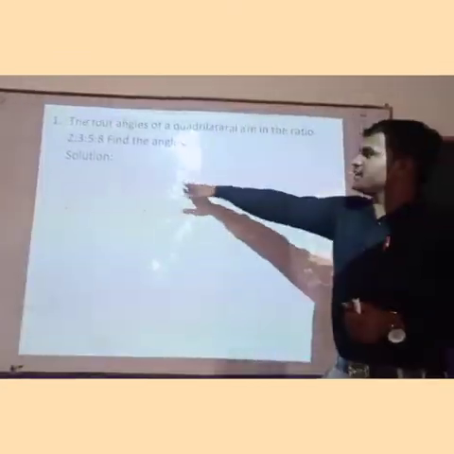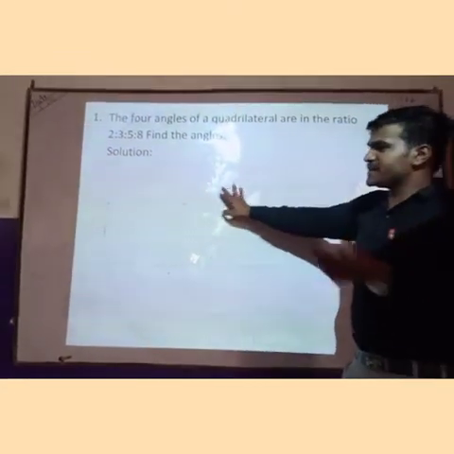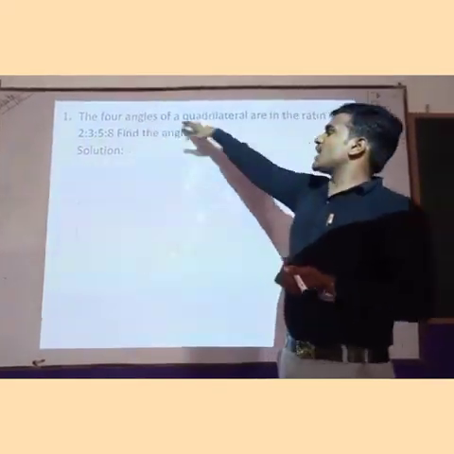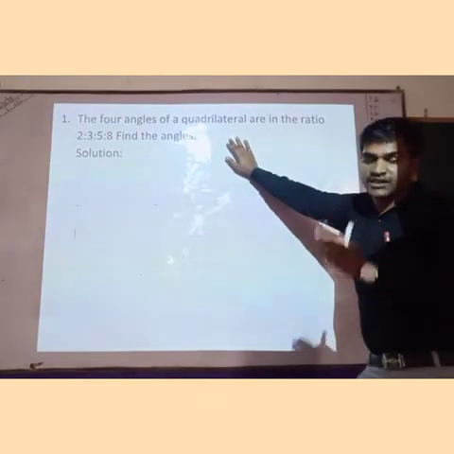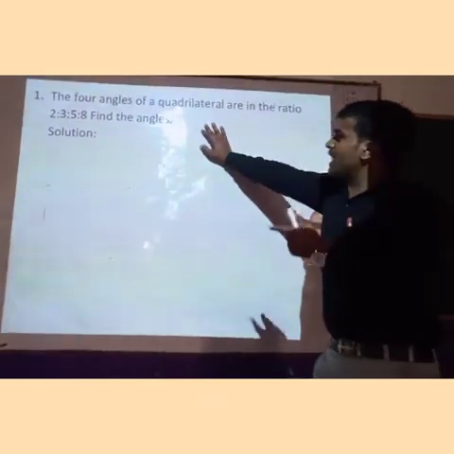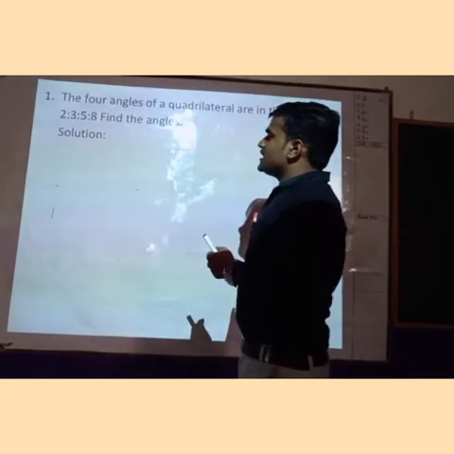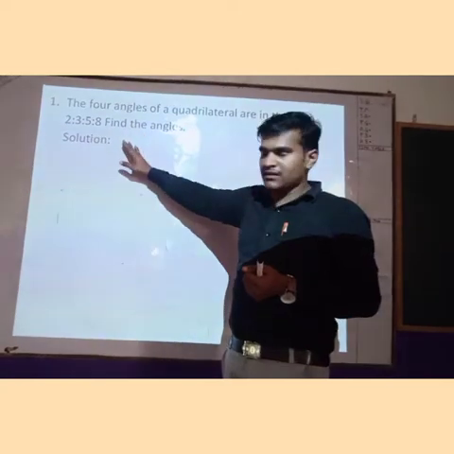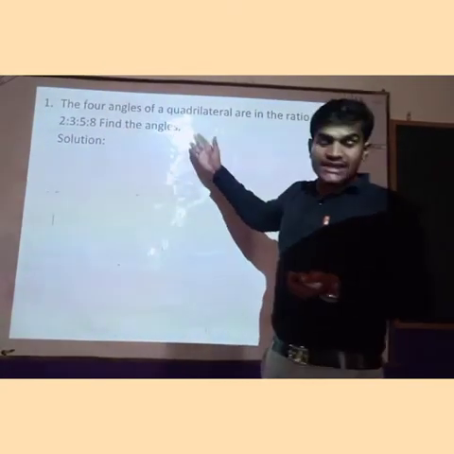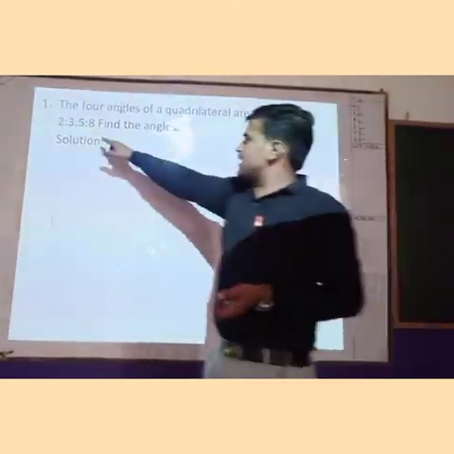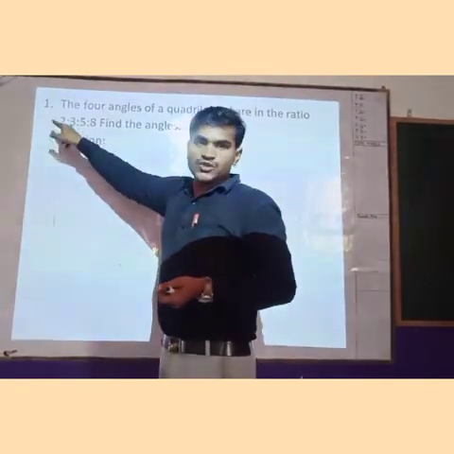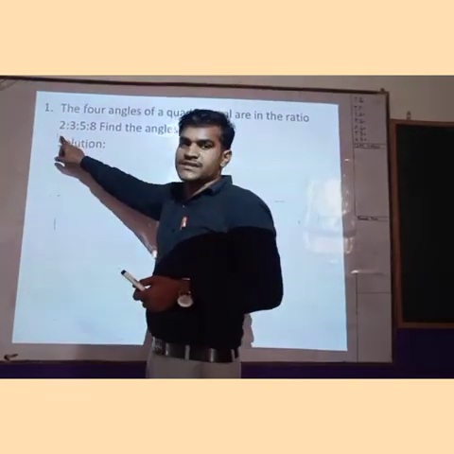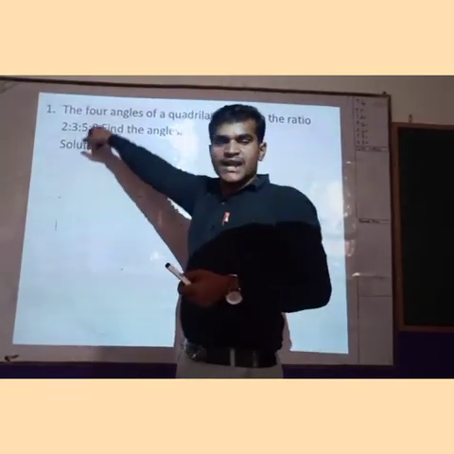It's clear? And we have a question which is based on the angle sum property of quadrilateral. First, you have to understand the meaning of the question. Four angles of a quadrilateral are in the ratio 2:3:5:8. So children, find the angles. It is given that the ratio of the angles is 2:3:5:8. So let the angles be 2x, 3x, 5x and 8x.